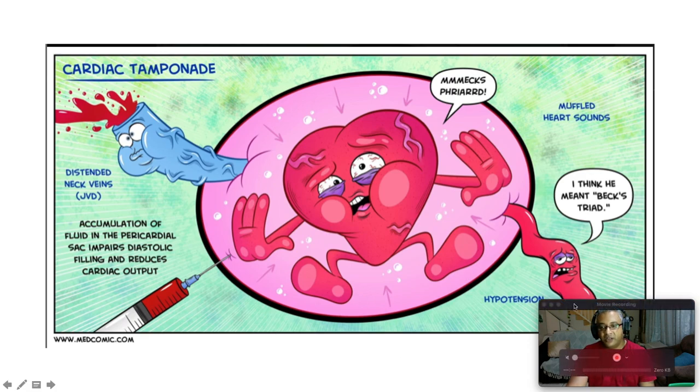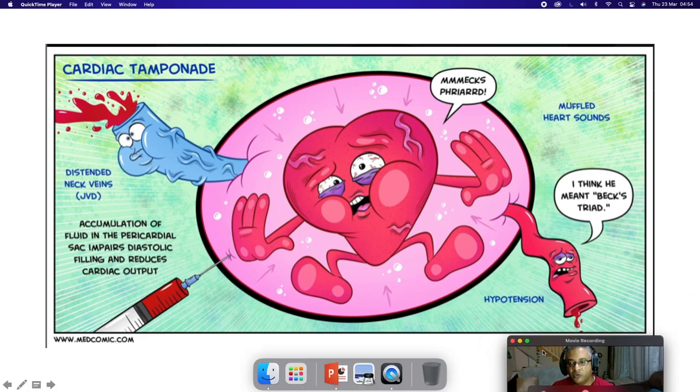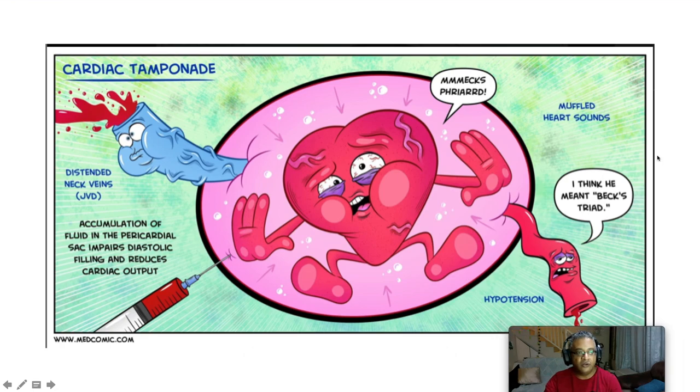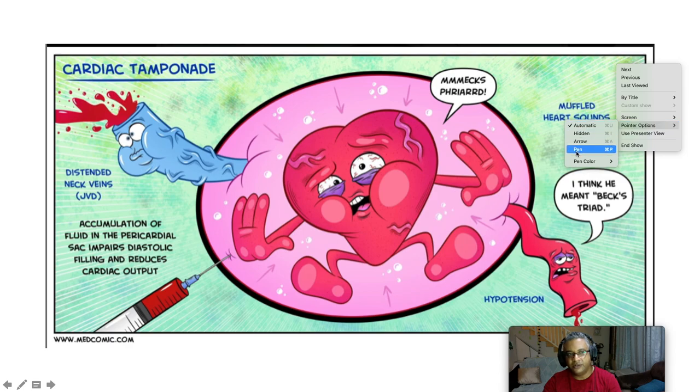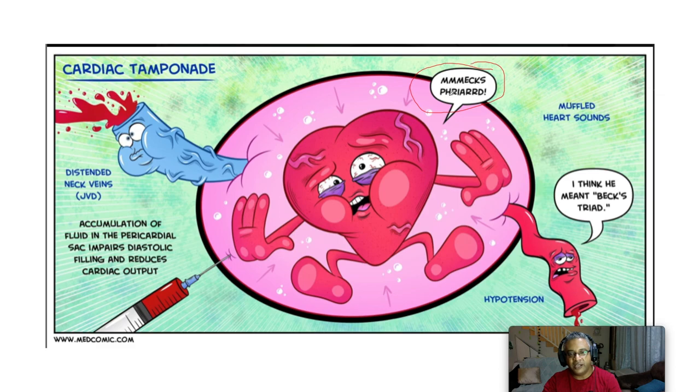So this is a beautiful cartoon from MedComic.com. Thank you so much, Mr. Muniz and company. So here, this illustrates cardiac tamponade, okay? So we can see the clinical features, what we term Beck's triad, but this is muffled, so it's "muff's triad." Distended neck veins, muffled heart sounds, and hypotension make your triad. I think he means Beck's triad, definitely. This accumulation of fluid in the pericardial sac impairs diastolic filling, so you can't relax, and diminishes cardiac output.